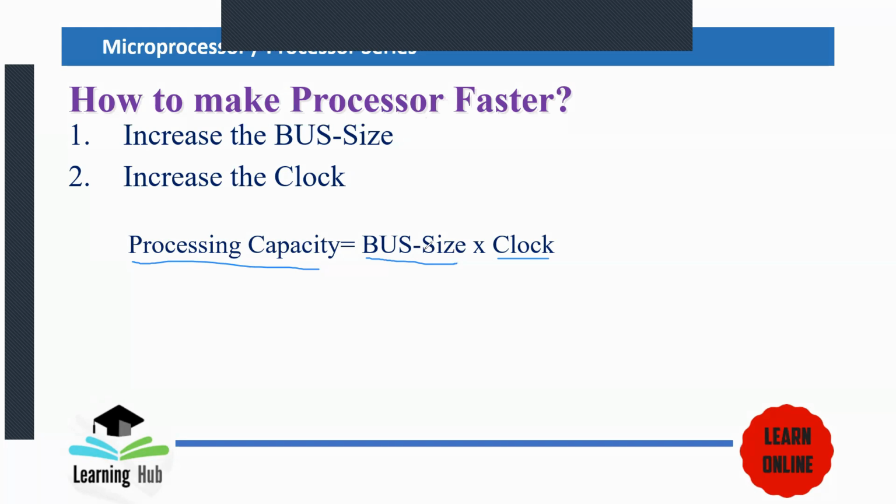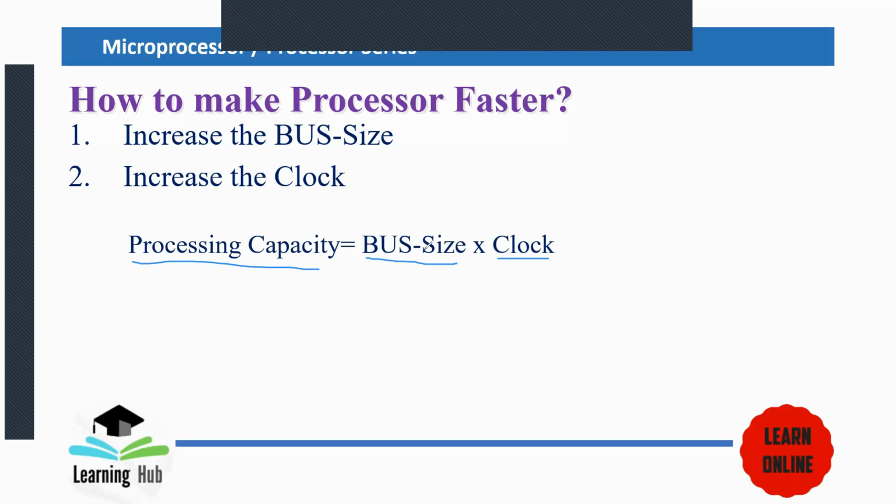The second thing we can do is the clock. Again, it cannot be increased infinitely because there's a limit. Clocks are not artificially generated. They are actually naturally available crystals, which can generate certain oscillations. If you increase the oscillations, they will become unstable and you won't have a stable clock.